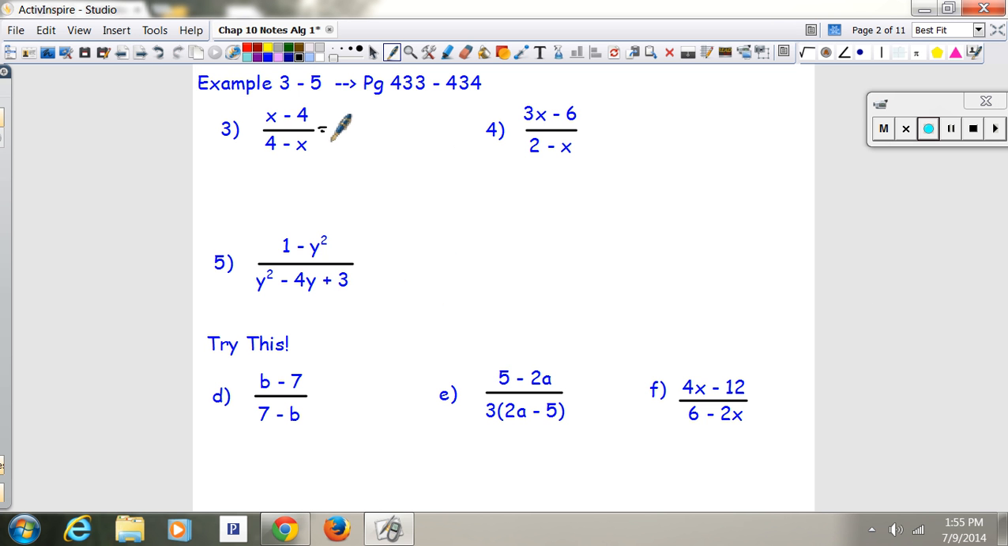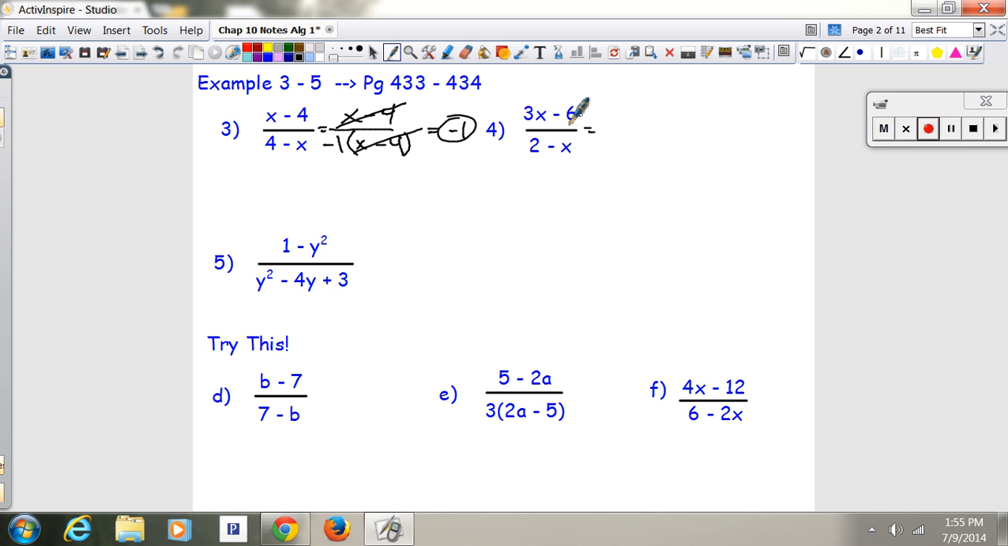On the top here, you've got x minus 4. Nothing you can factor out of there. The bottom, however, you've got a positive 4 instead of a negative 4, and you've got a negative x instead of a positive x. So I think we should factor out a negative 1 so that we could make the 4 become a negative 4, make the x become a positive x. Now these will cross out, so your answer is just going to be negative 1.